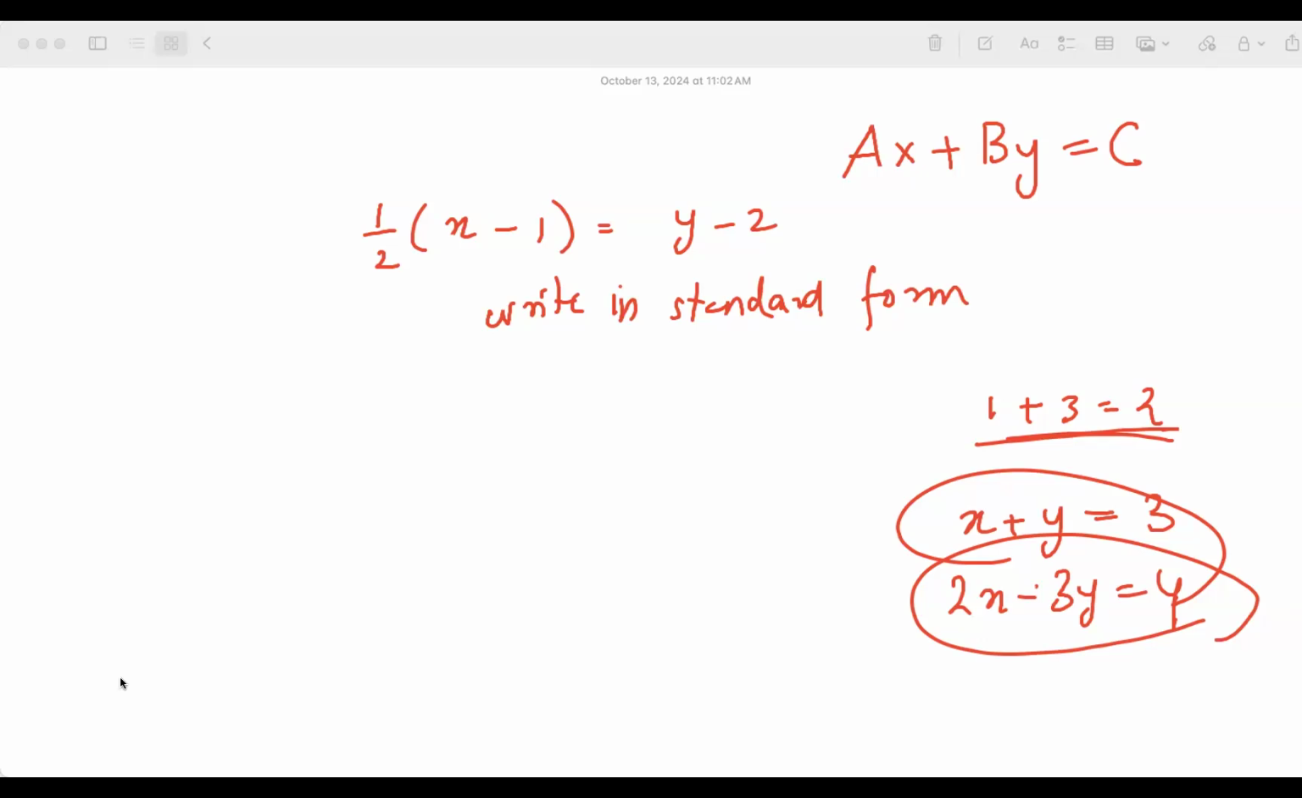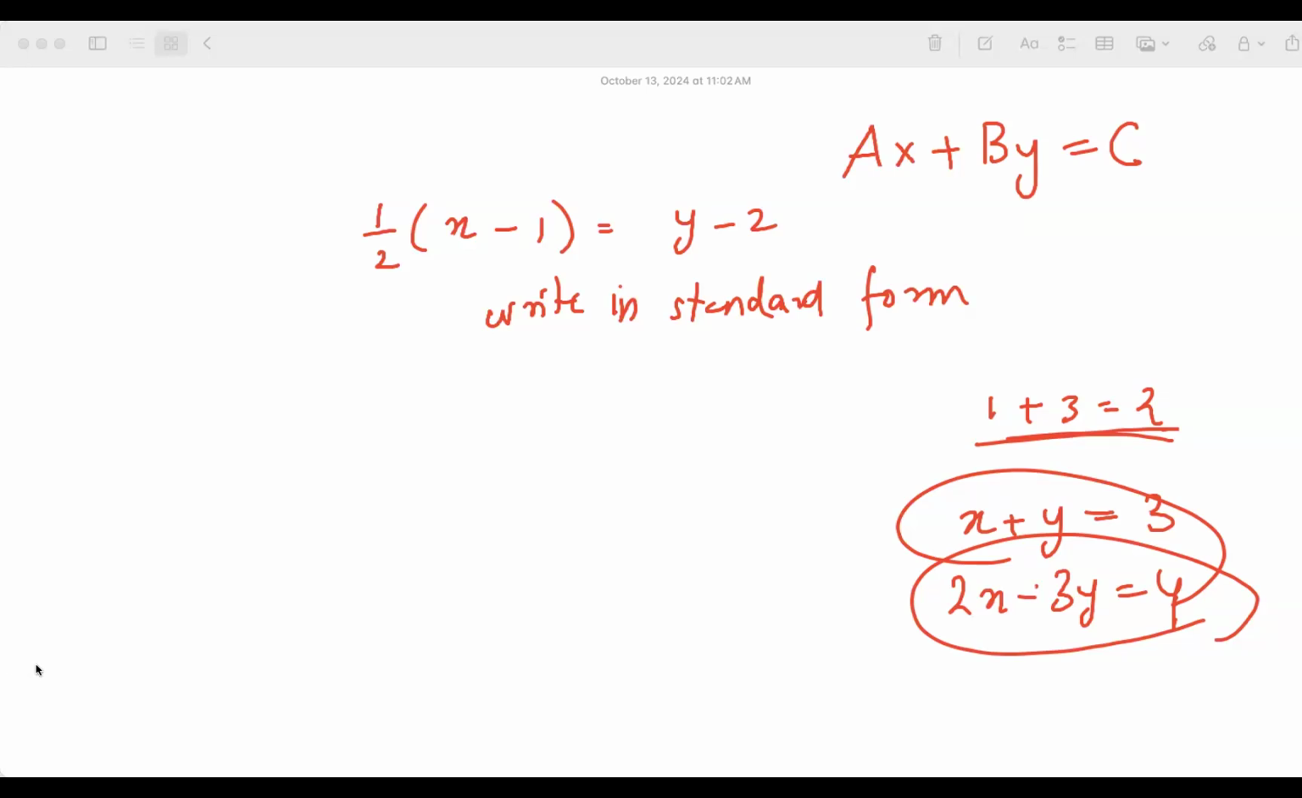Vinisha, half is a fraction. 1.5 and all, you can't have a decimal. Your answer is right, but the problem is standard form requires some crazy rules. A should be an integer, B should be an integer. Then what do you do? You know, the denominator 2 is there, right? Multiply entirely by 2. It becomes 2y, it becomes x, it becomes 3. You get it, Vinisha?